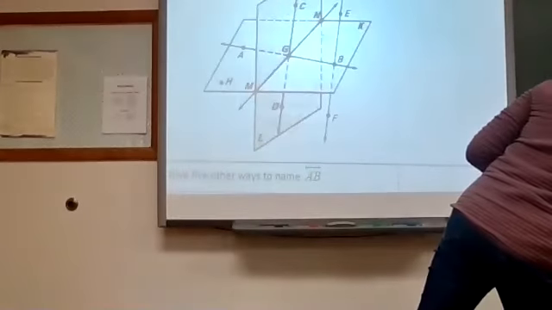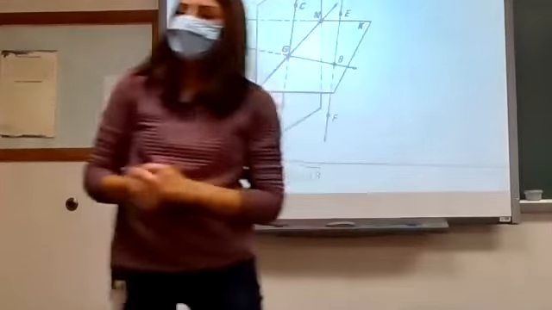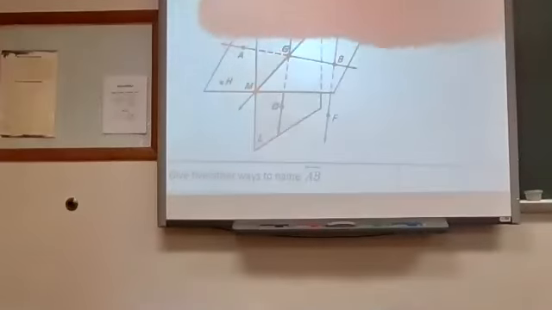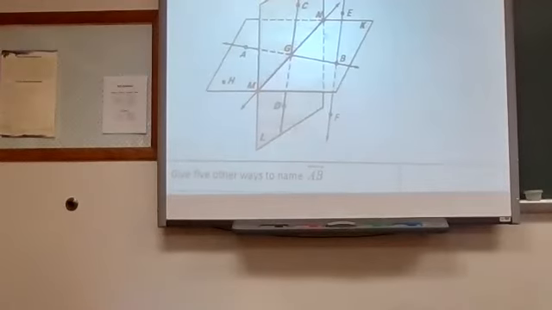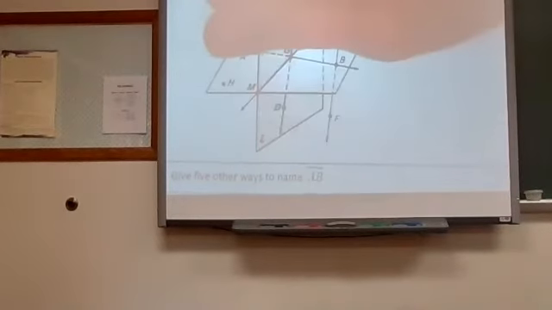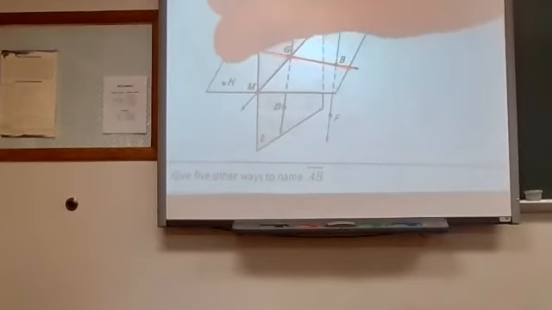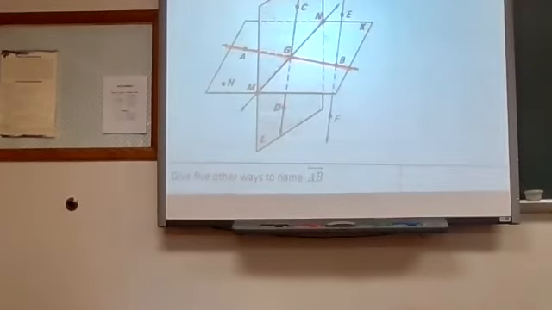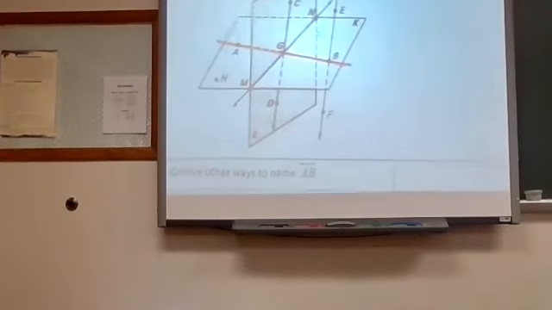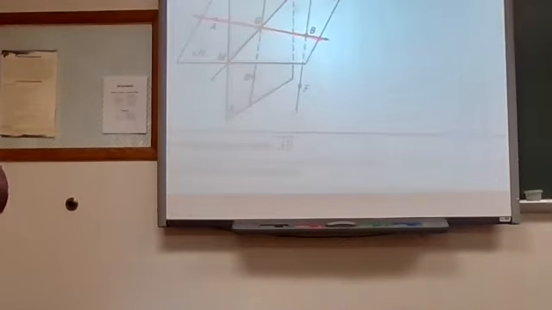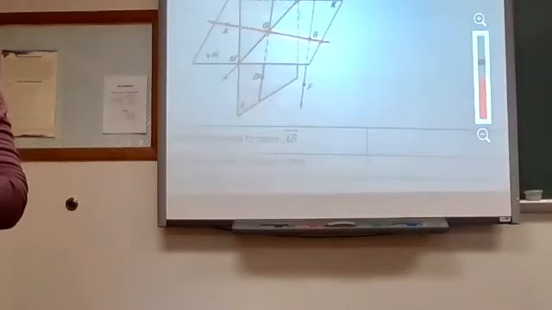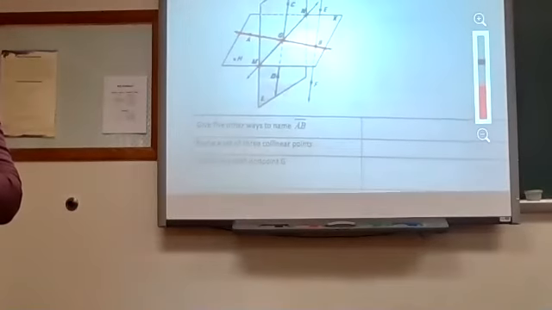We'll do our best. The first question, we should be able to do this one, says to give 5 other ways that we could name line AB. So here is line AB, going across the middle here. What's one other way that I could name line AB? Yeah, AG. I could call it AG.